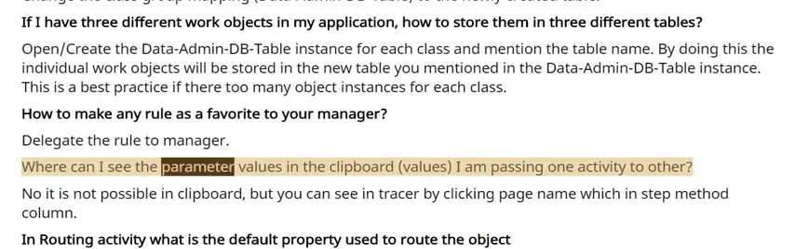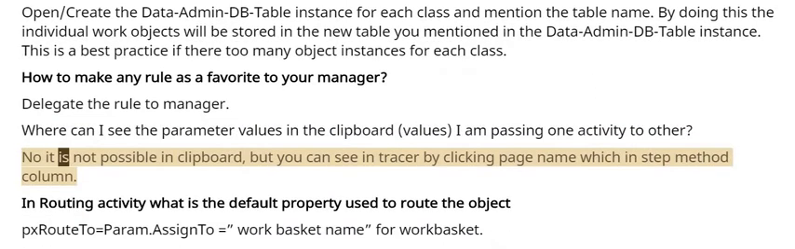Where can I see the parameter values in the clipboard, the values I am passing from one activity to another? No, it is not possible in the clipboard, but you can see them in the tracer by clicking the page name in the step method column.